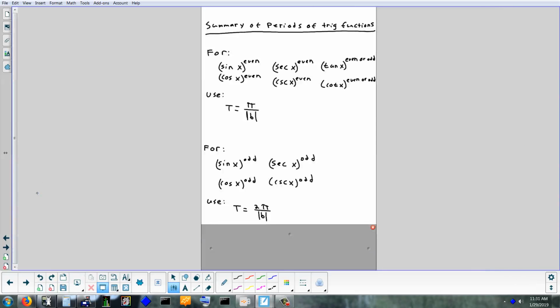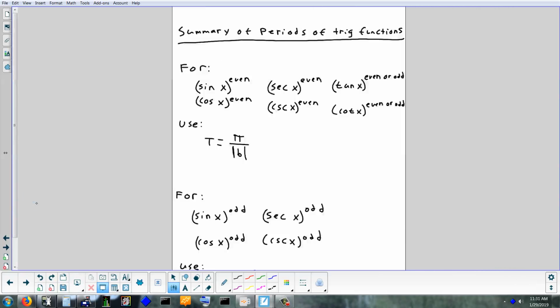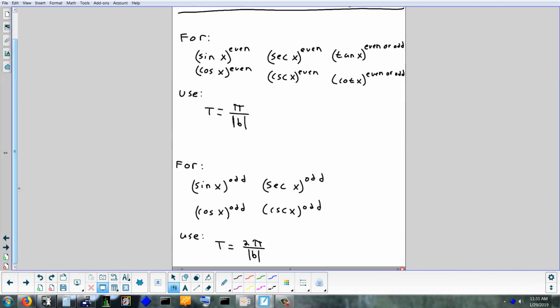I don't know if you can read that. So most of the time you use pi over b. You always use it for tangent and cotangent. And you use it for everything else when it's an even power. The only time you use 2 pi over b is if it's sine, cosine, secant, or cosecant to an odd power.